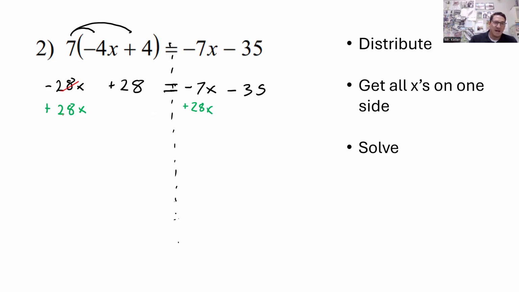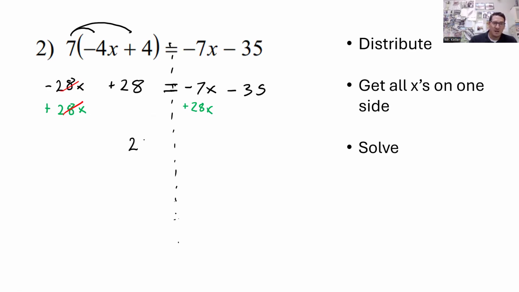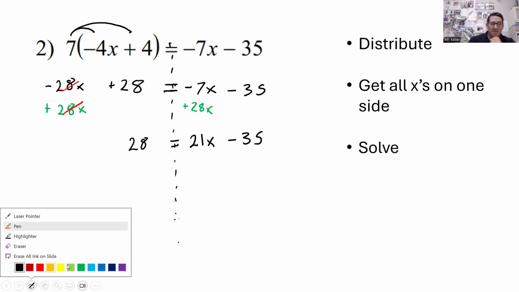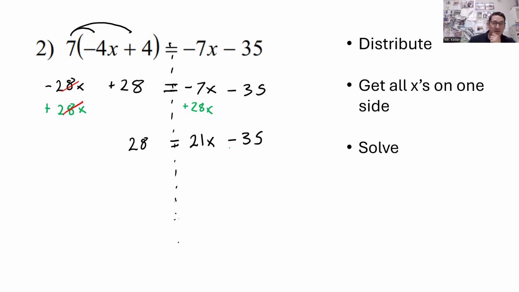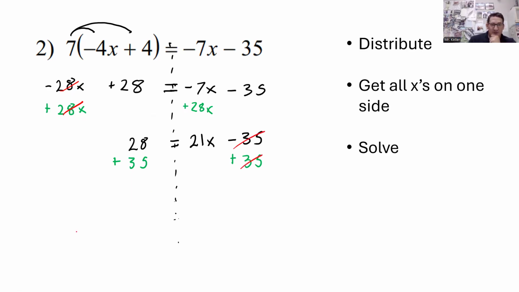-28 plus 28 cancels out. What's left on the left side there is just a 28 is equal to -7 plus 28, that is positive 21x. Bring down the minus 35. Now to get x by itself, the x is on the right side of the equation, so I need to eliminate the minus 35. So I'm going to add 35 to both sides. Minus 35 plus 35 cancels out. So all I have on the right side of the equation is 21x. 28 plus 35 is 63.